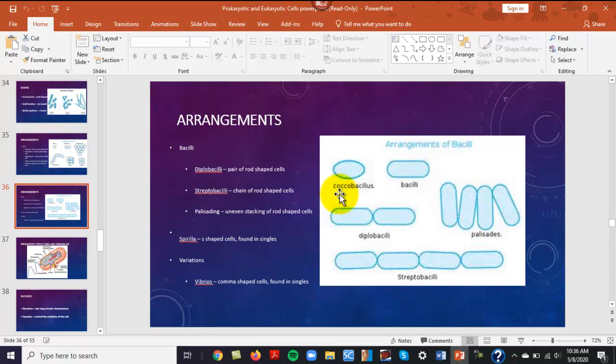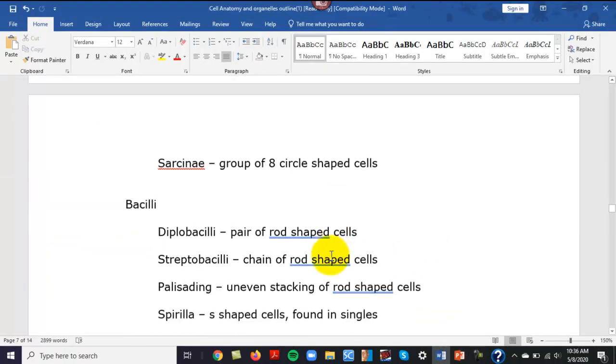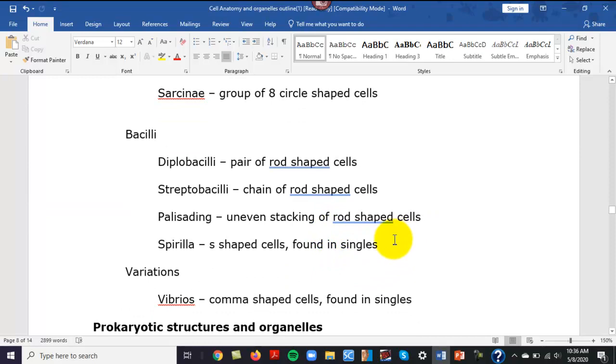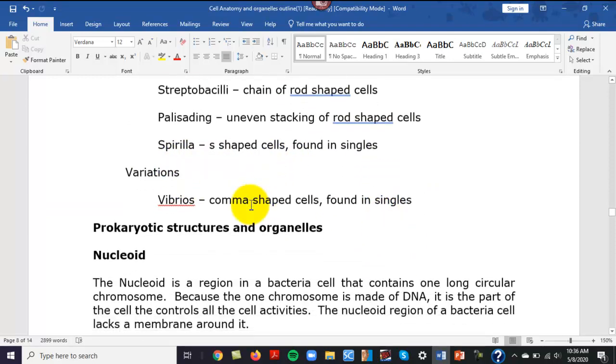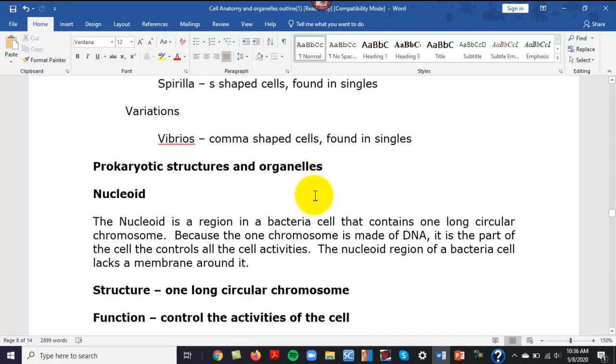I'm not going to worry about this Coccobacillus. It's supposed to be between circle and rod. Here's a bacillus. Here's a diplobacilli palisading when they divide, like a snapping division, and they're uneven like that. And here's a streptobacilli. So basically, you would look at the cell shape arrangements of any microbe if you're studying them. Spirilla are S-shaped. Vibrios are comma-shaped.